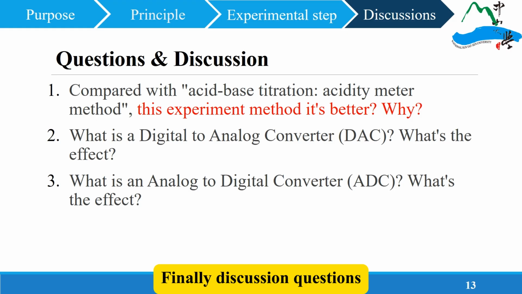Finally, discussion questions focus on comparing the automatic potentiometric titration method with traditional acid-base titration methods, and also understanding the role of important electronic components such as digital-to-analog converters and analog-to-digital converters in the automated system.